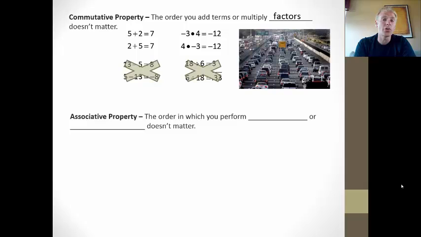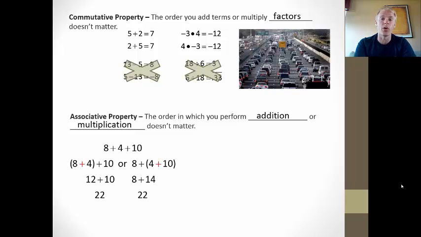Let's talk about the associative property here. The associative property tells us the order we will perform addition or multiplication doesn't matter. So if I have an expression where all of the operation is addition, such as 8 plus 4 plus 10, I have two different addition symbols there. Well, which one do I do first? Well, I could go left to right, but what our associative property tells us is it doesn't actually matter as long as it's all addition. So I can do 8 plus 4 and then add 10, or I can do 4 plus 10 and then add 8. I'll end up with 22 either way.